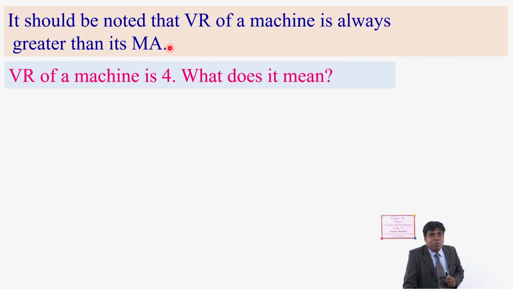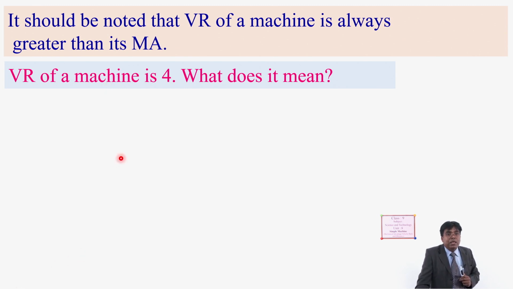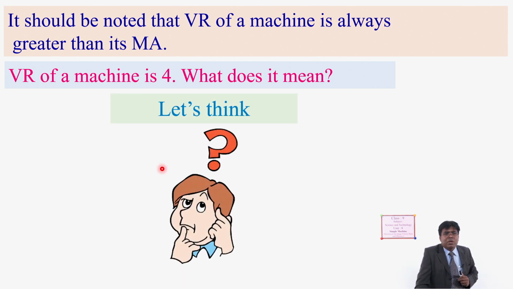First I want to know, do you know about this? VR of a machine is 4. What does it mean? If VR of a machine is 4, what does it mean? So, obviously, very good. That is, distance moved by effort is 4 times longer than the distance moved by load. Yes, effort distance is 4 times longer than load distance. Very good.